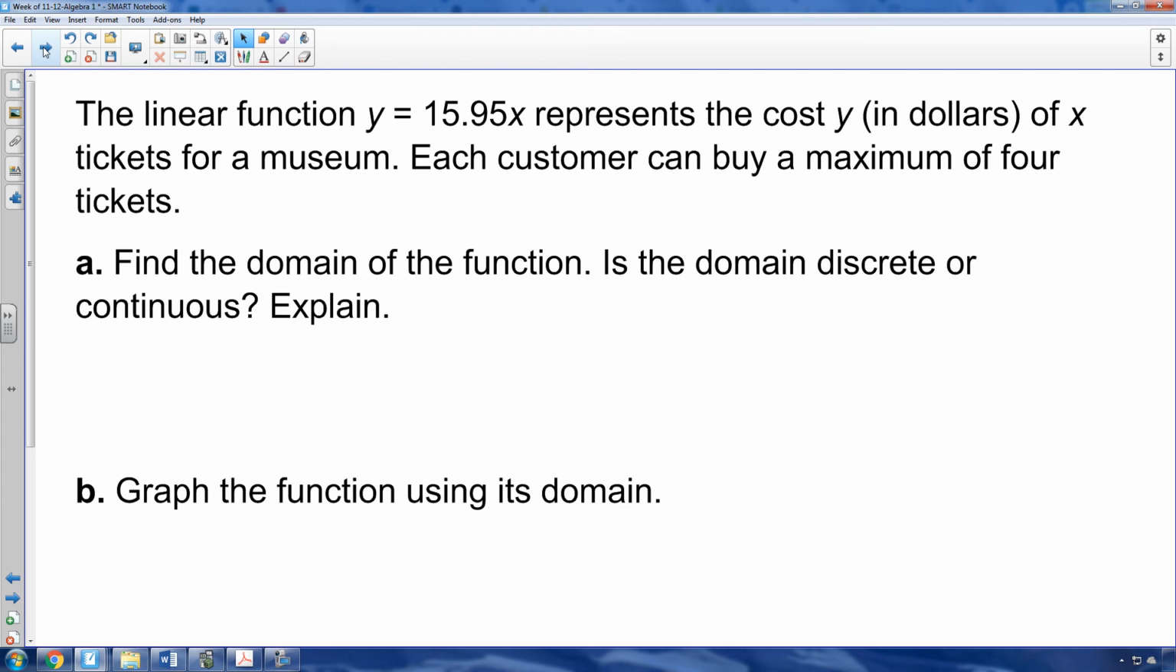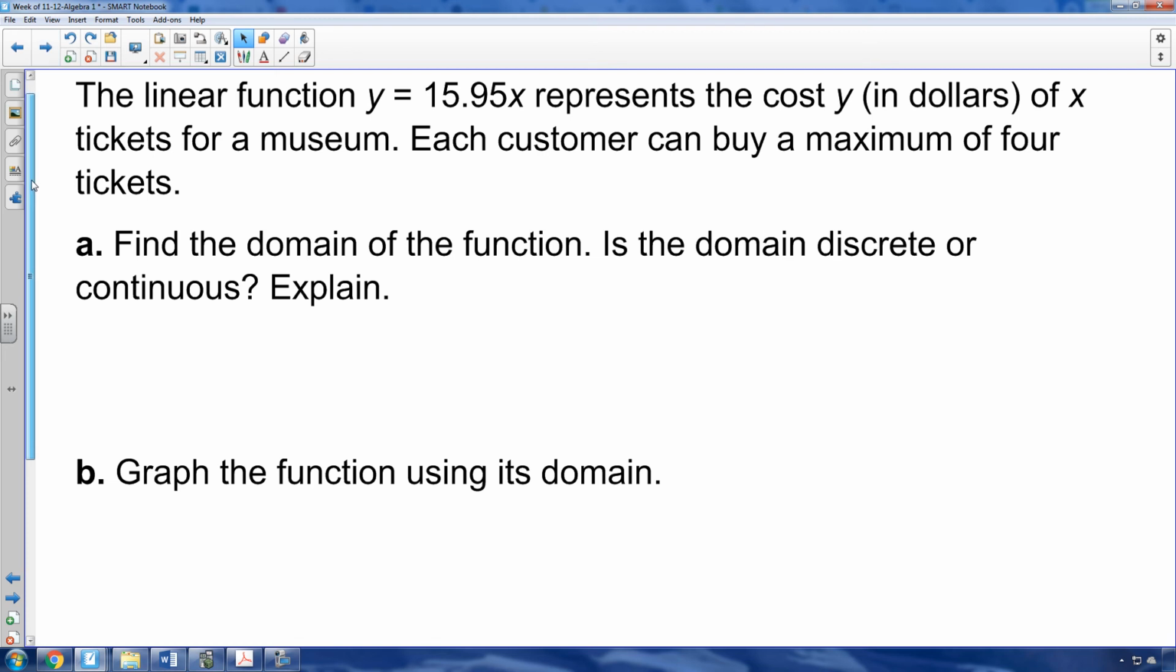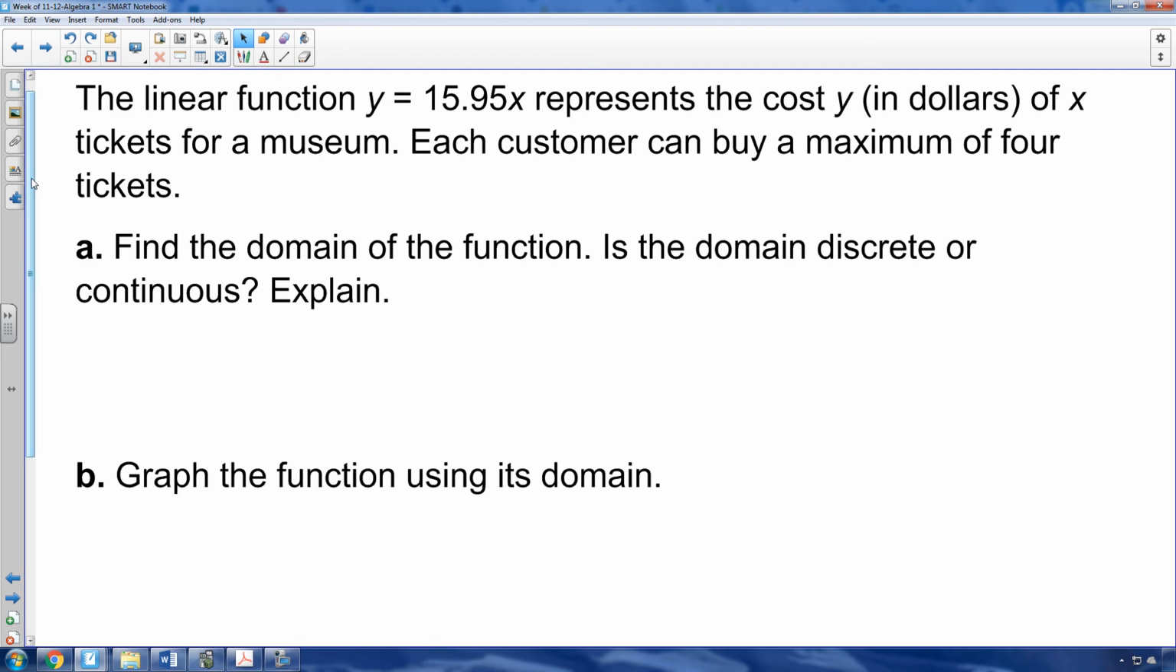This function represents the cost of tickets for a museum. Each customer can buy a maximum of 4 tickets. Is the domain discrete or continuous, and find the domain. So what do you have choices over? Do you control the cost or do you control the number of tickets? Number of tickets. So why don't we list out the domain?